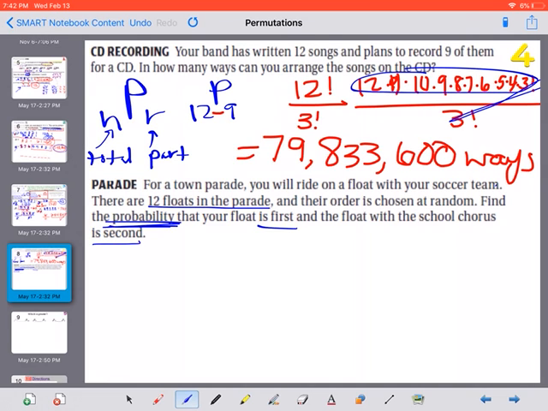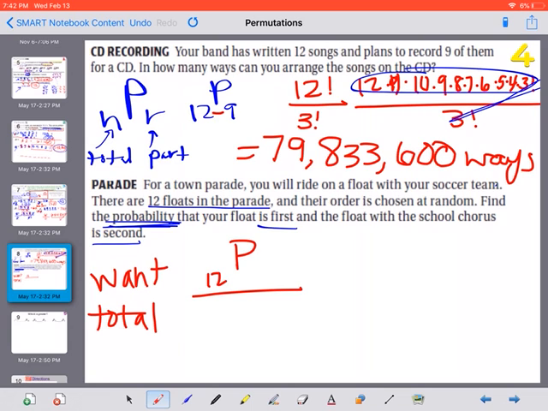So probability is the part that we want out of the total. If we think about it, the part we want is we have 12 options and we only really care about 2 of them. 12 options, but we care about 2 of the order. Okay?